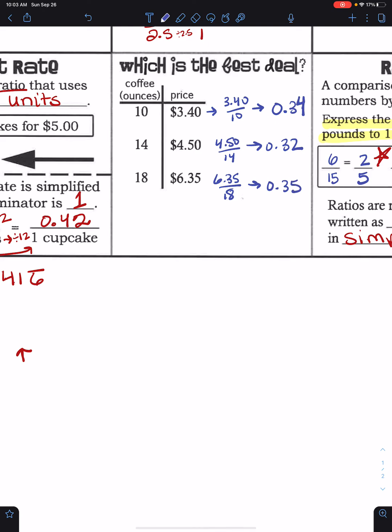So which one's the best deal? So we like to think, oh, we're going to pick the highest number, that must be the best. But when we're talking about money and the best deal, you're going to want the cheapest. So the smallest number in this case is the best deal because it's the least amount of money per ounce of coffee.